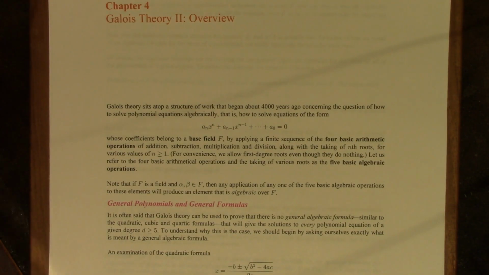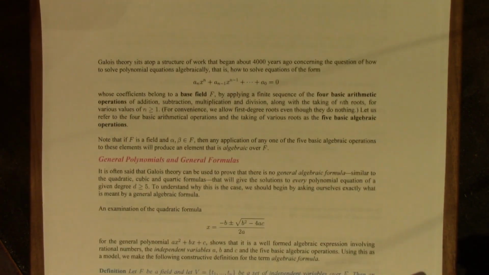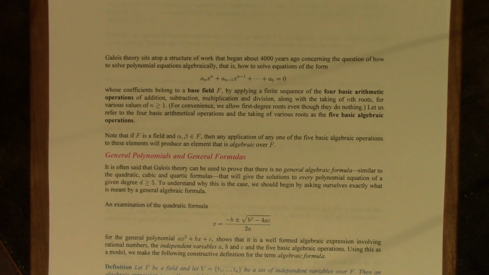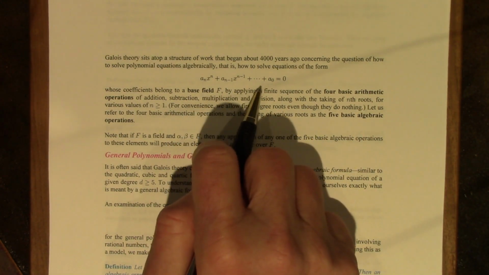In the last lecture we started our look at Galois theory by covering some preliminaries on symmetric polynomials and Newton's theorem. In this chapter I want to give an overview of this subject. Galois theory sits atop a body of work that really began about 4,000 years ago concerning the question of how to solve polynomial equations algebraically.